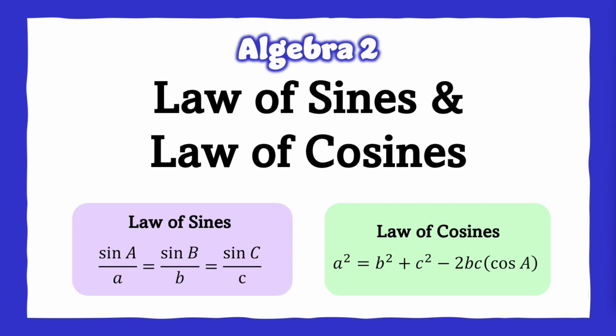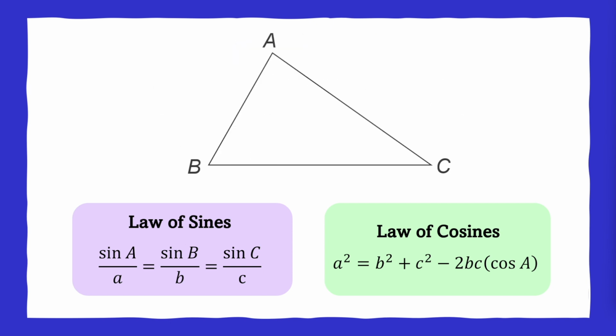The law of sines and the law of cosines allow you to apply trigonometric functions to non-right triangles. Given triangle ABC with angles A, B, and C, and the opposite side lengths a, b, and c, the law of sines relates the angle of a triangle to the sides opposite them. It's written as sine of angle A over the length of a equals sine of B over b equals sine of C over c.